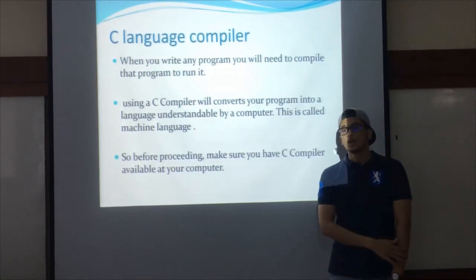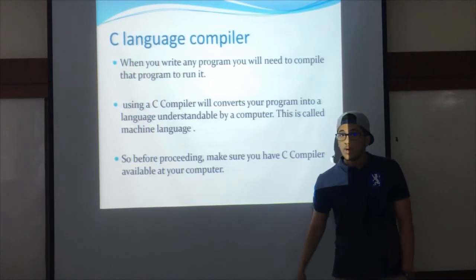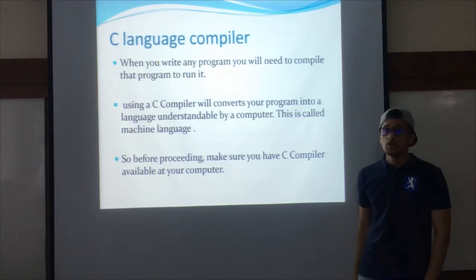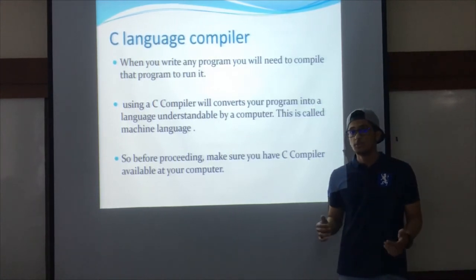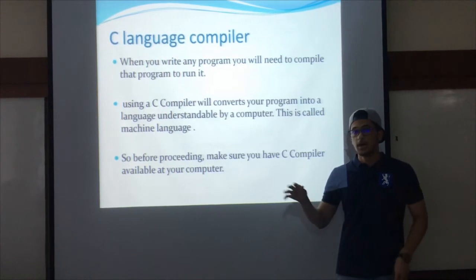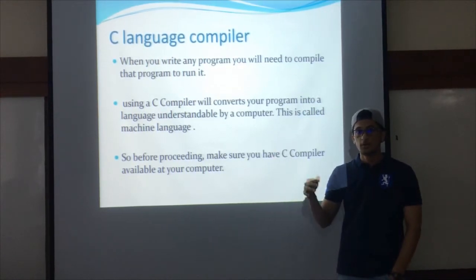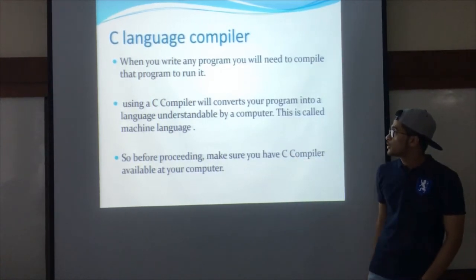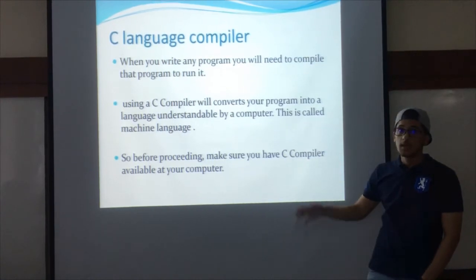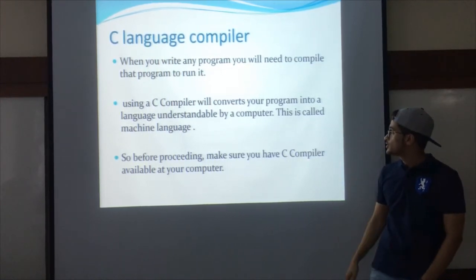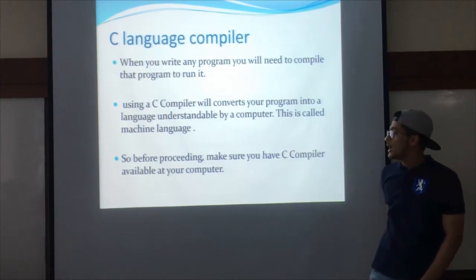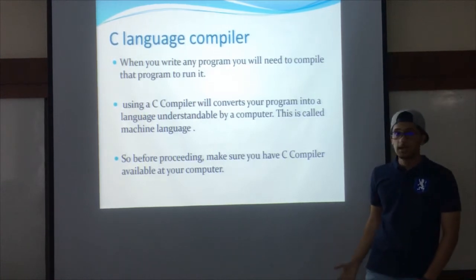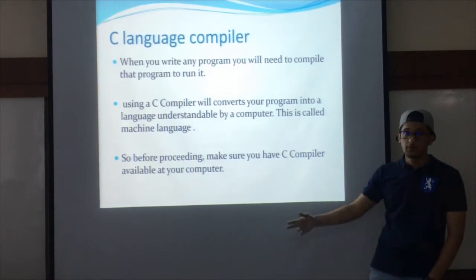And now we are going to talk about the C language compilers. When you are creating any program, you will need a compiler that will run it, so the computer will understand the language, because the language you use in your programming is different from the language the computer receives. Using a C compiler will convert your program into a language that is understandable by the computer. This is called the machine language. Before proceeding, make sure that you have a C compiler like the Dev C++ that we are using in our program.